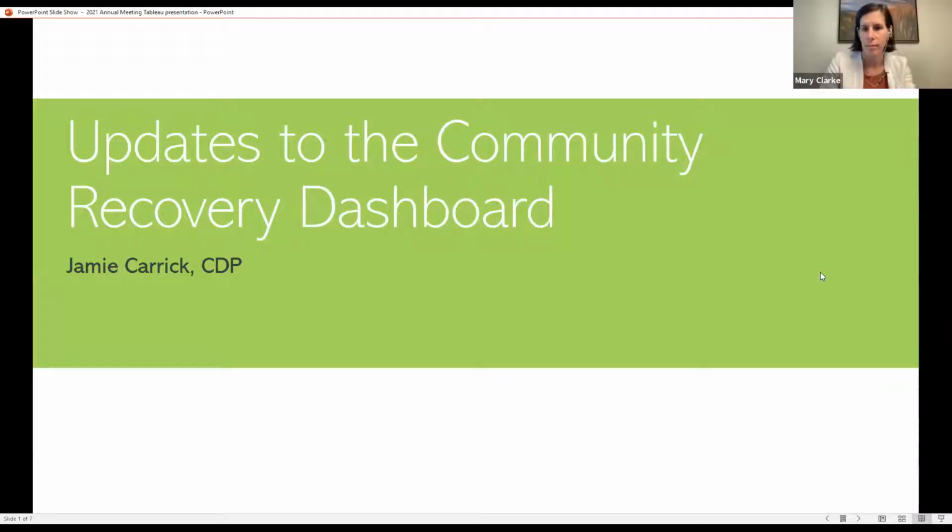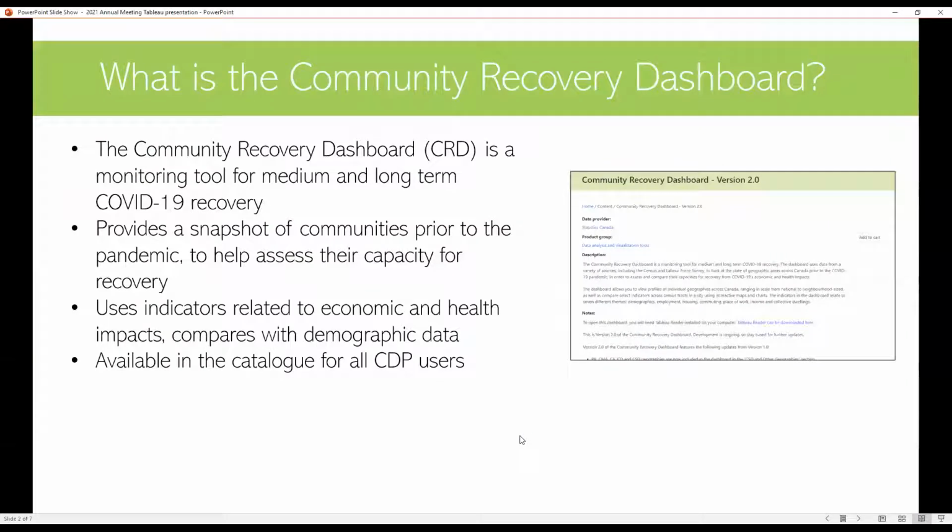Okay, so I'm Jamie Carrick. I'm a data analyst with the CDP, and I'm going to be presenting updates to the Community Recovery Dashboard. First of all, in case you're not familiar with this, the Community Recovery Dashboard is a monitoring tool for medium and long-term COVID-19 recovery, and it uses data primarily from the 2016 census to provide a snapshot of communities across Canada prior to the pandemic to help assess their vulnerability and capacity for recovery from the pandemic's impacts.